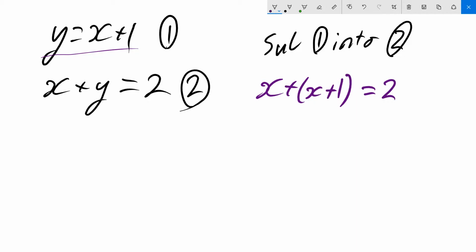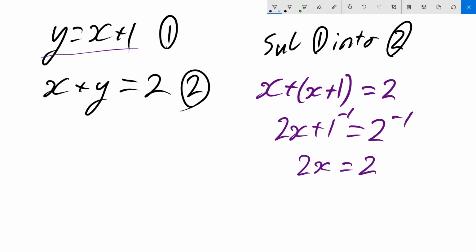So collect like terms, we have 2x plus 1 equals 2. Subtract 1 on both sides. 2x equals 1, x equals 1/2.